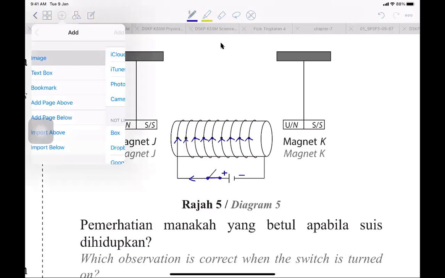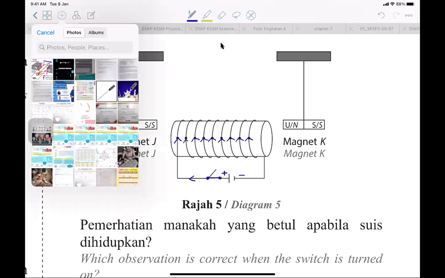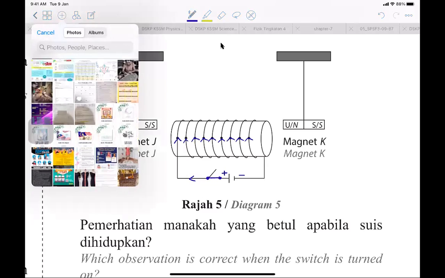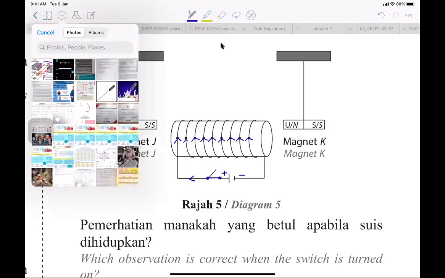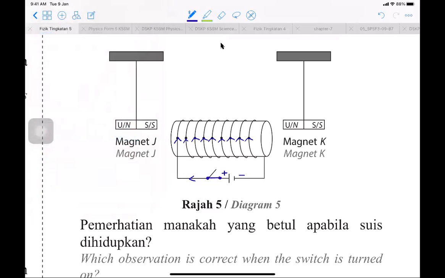Mana sudah Cibu punya tangan itu? Where is the... Tiada sudah. That means right hand rule. Ya, itu. Right hand grip rule. So you use your right hand grip rule.